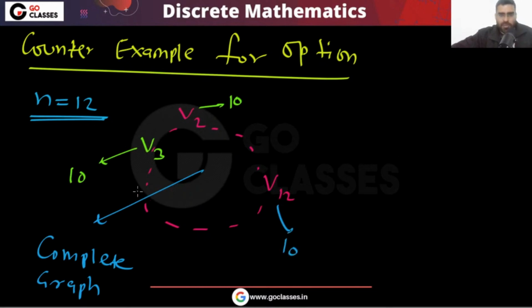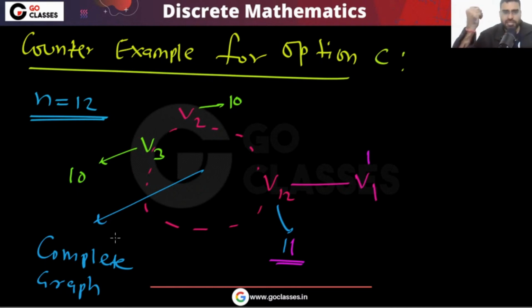So there is a problem here. But where is V1? So what you can do is put V1 here. Now you can notice this will be degree 11 and this will be degree 1. Did you notice? This is the counterexample for option C. Is this clear to everyone?